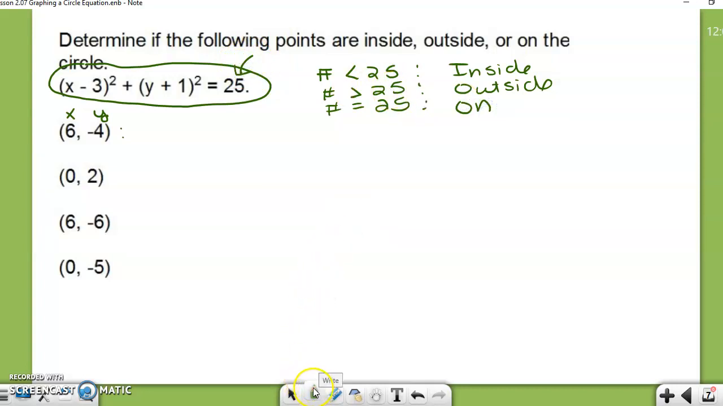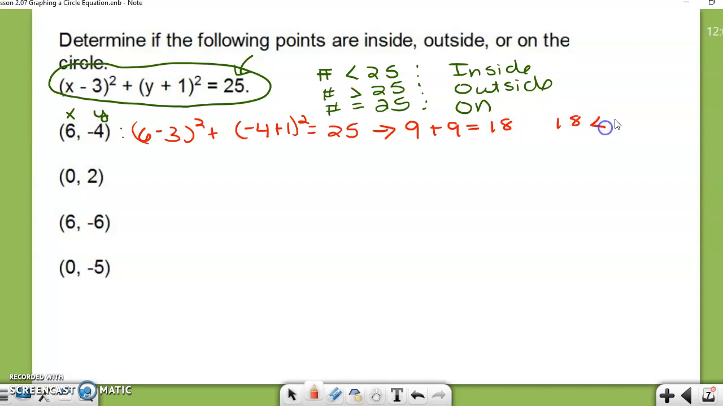So I'll do the first one with you, and then I'm going to want you to try to do these on your own. So my x value is 6 minus 3 squared plus -4 is my y value plus 1 squared equals 25. So let's see what this is. 6 minus 3 is 3. 3 squared is 9. -4 plus 1 is -3. -3 squared is 9. That equals 18. 18 is less than 25. So this one is inside.